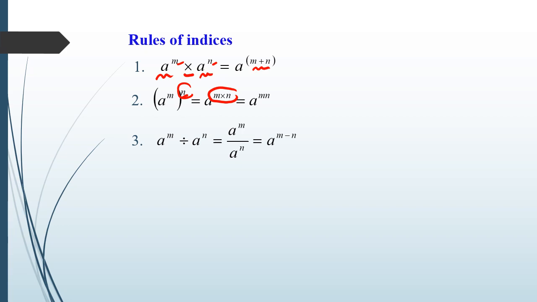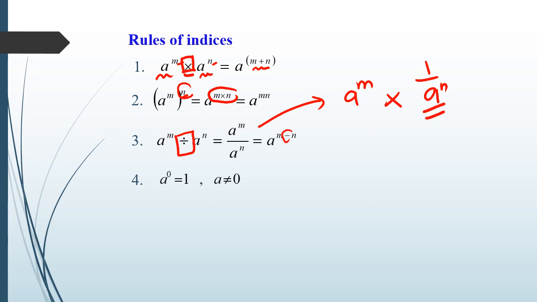The first one was multiplication. The next one is division of a to the power of m by a to the power of n. So when we divide, what will it be? Yes, it will be a to the power of m minus n. Why? Because this division is actually equal to a to the power of m multiplied with 1 over a to the power of n. So what is 1 over a to the power of n? We will see later. Number 4, a to the power of 0 is equal to 1.